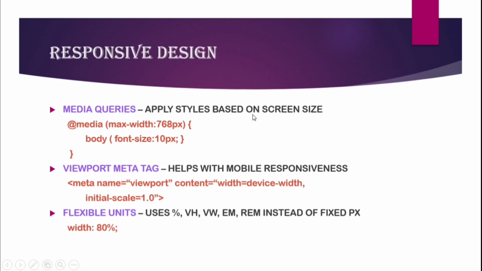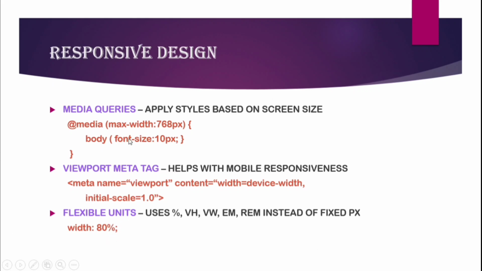Then we have flexible units, like using percentage, vh, vw, and rem instead of pixel. Pixel is a fixed value. But if you use percentage, you can mention 80%. What is 80%? The entire screen size will be considered as 100%. Like you can consider a card that I've created, and I want that card to take a space of 80% of the entire width. Then I can add width equal to 80%.